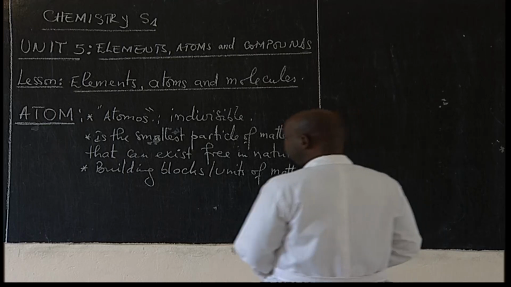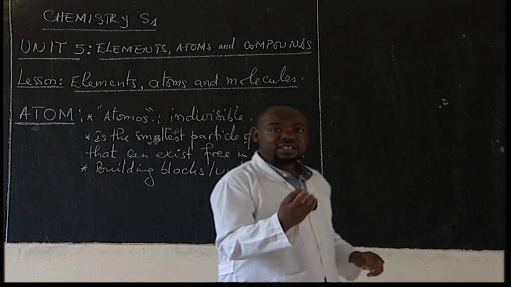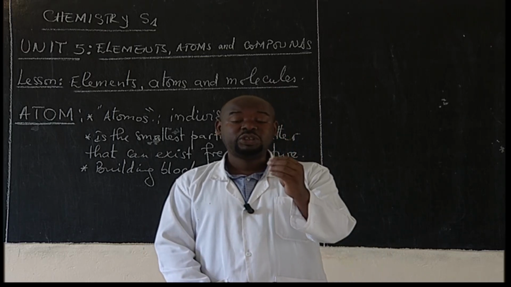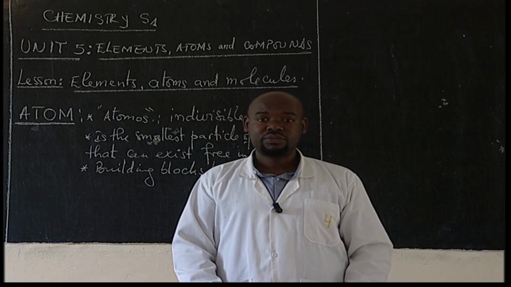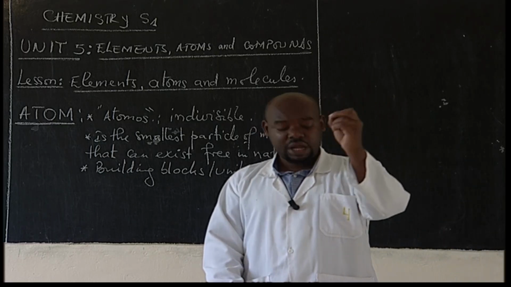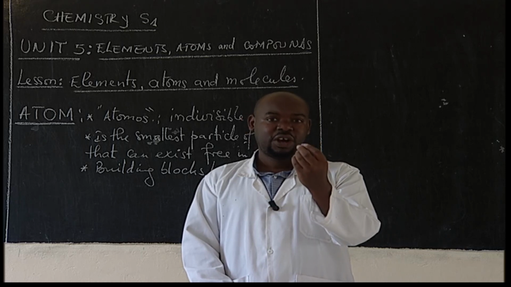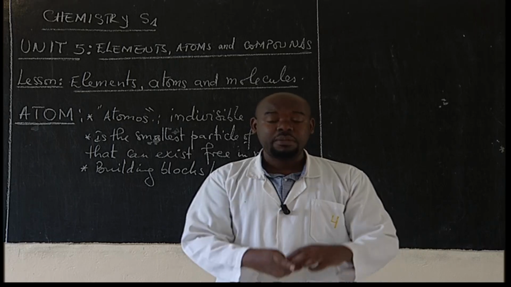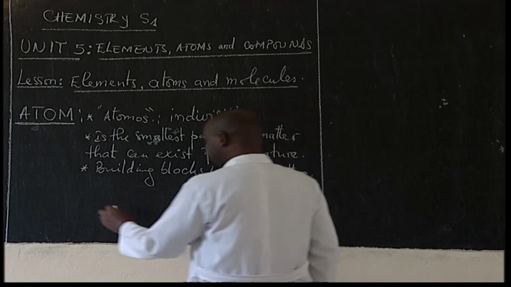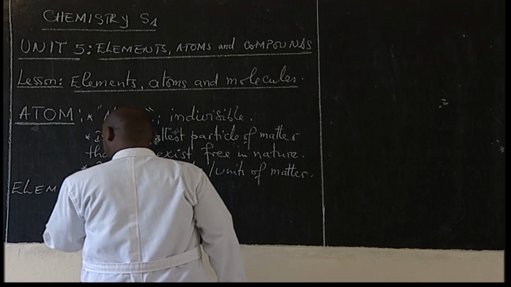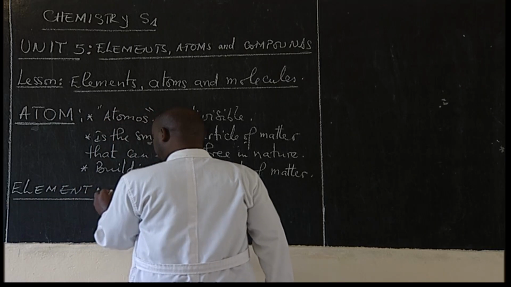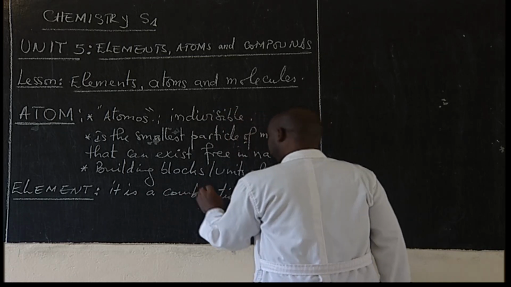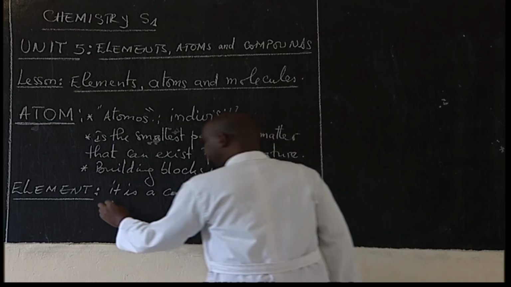Now, what is an element? Our lesson today is elements, atoms, and molecules. What is an element? What do you think an element is? An element is composed of atoms of the same type, of the same kind. So, if we take our very small particle, this has a very big size compared to the atom. So if you take atoms of the same kind and combine them, what you get is an element. So an element is a combination of atoms of the same kind.